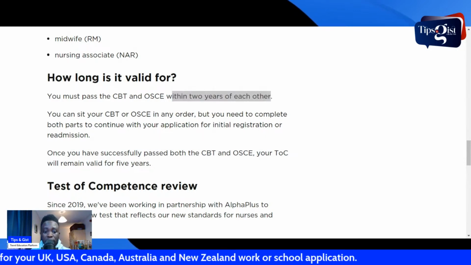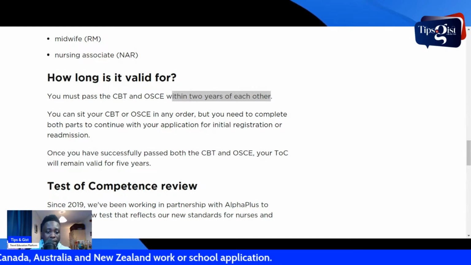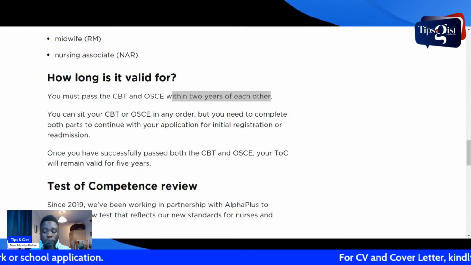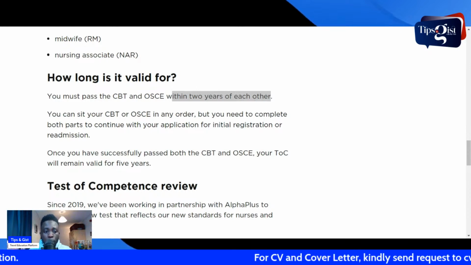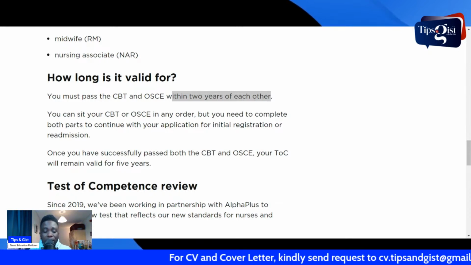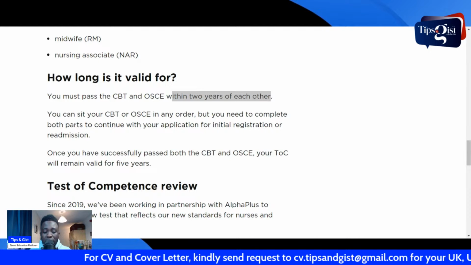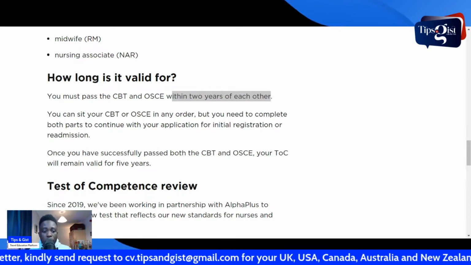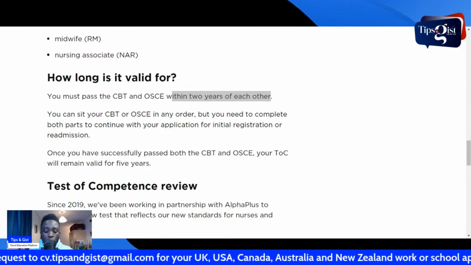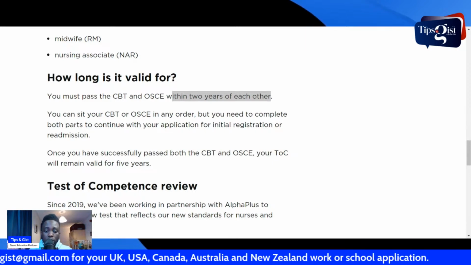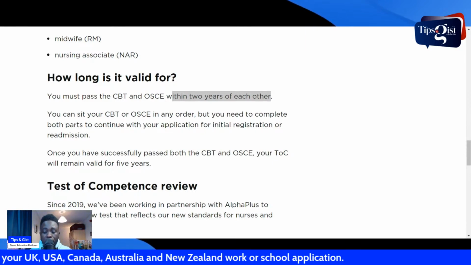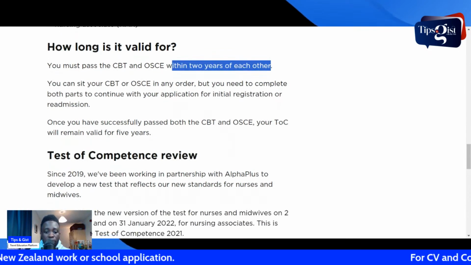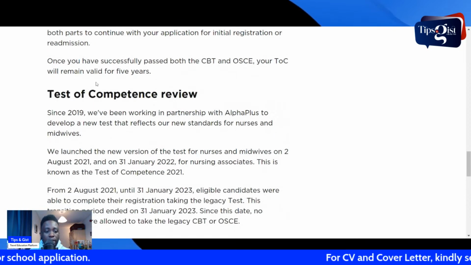So when you write the CBT and OSCE, you're supposed to complete them within 2 years of each other. That means if you write your OSCE first, within 2 years, you should be able to complete your CBT. Other than that, everything is void, right? You have to start afresh because it's a competency-based test and it's part 1 and part 2. So if you write the CBT first, you're supposed to complete the OSCE within 2 years. If you write the OSCE first, you're supposed to complete the CBT within 2 years. So that is how it is. I said 12 months. Forgive me for that.